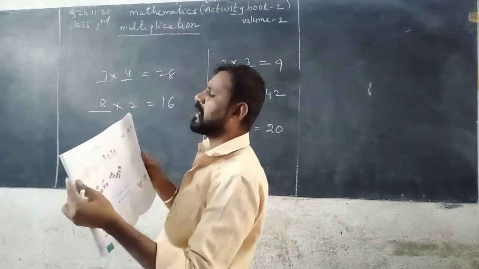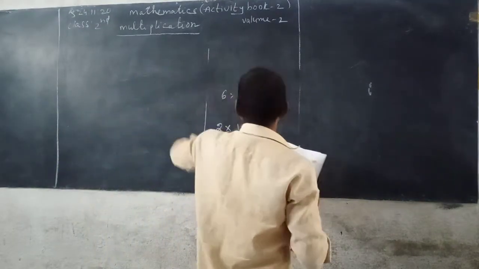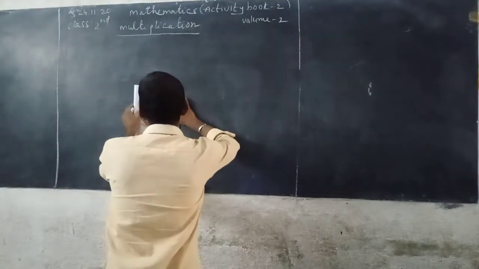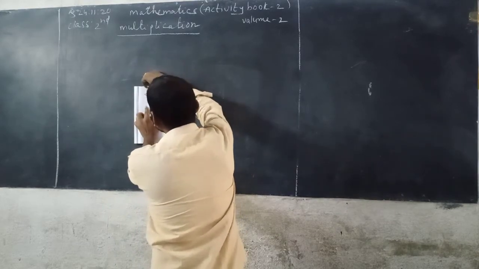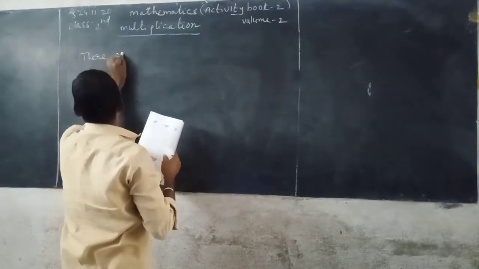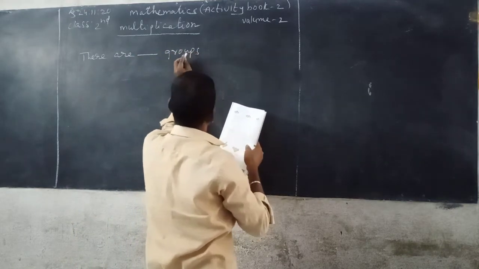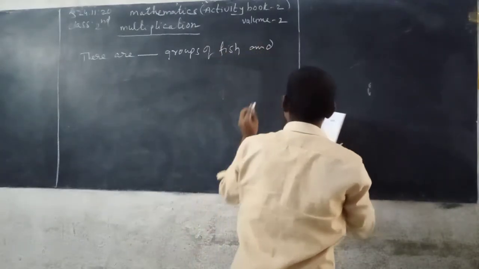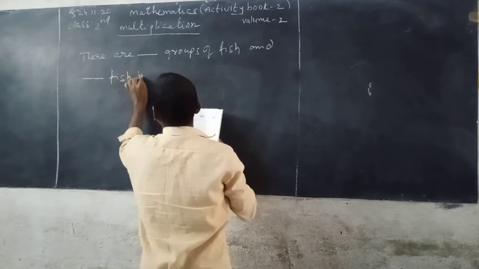Now next, page number 35. Fill in the blanks by looking at the pictures. See here, look at the blackboard everybody. Here there are dash groups of fish and dash fish in each group. See here, these are the fish and there are 3 groups.